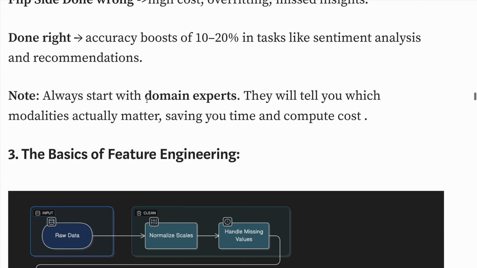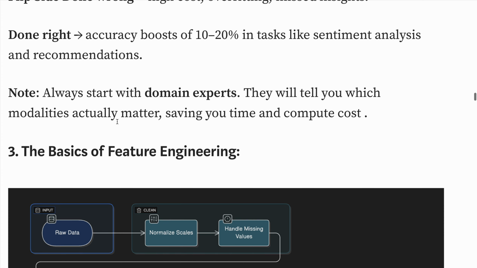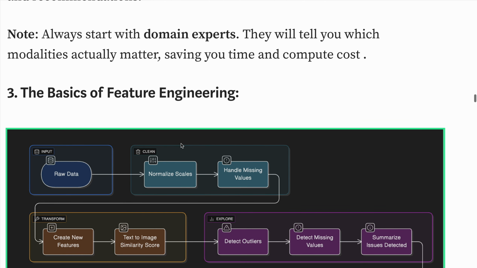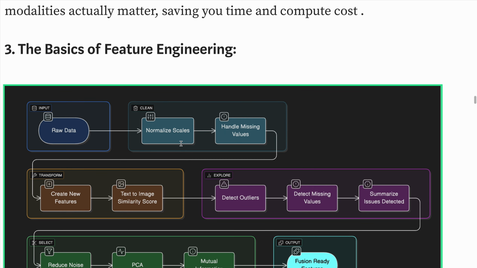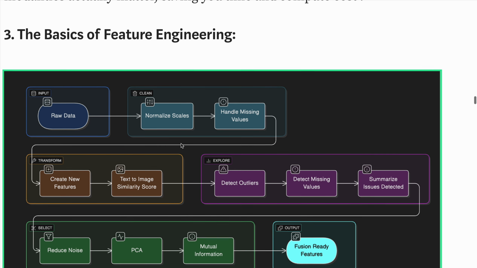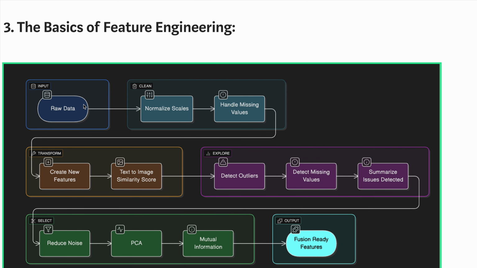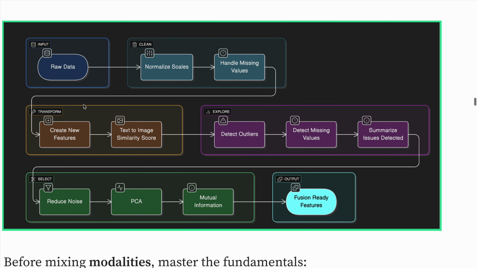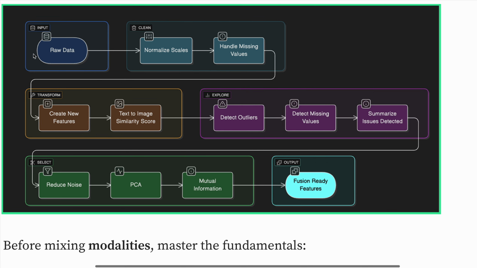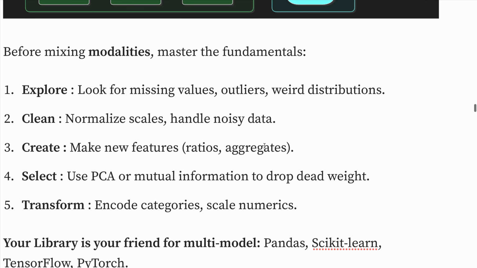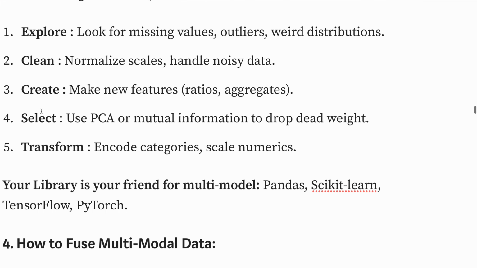Always start with domain experts. They will tell you which modality actually matters, saving you time and compute costs. Now we are going to the third point, the basics of feature engineering: input, clean, transform, explore, select, and the output. These are the steps you need to go through.